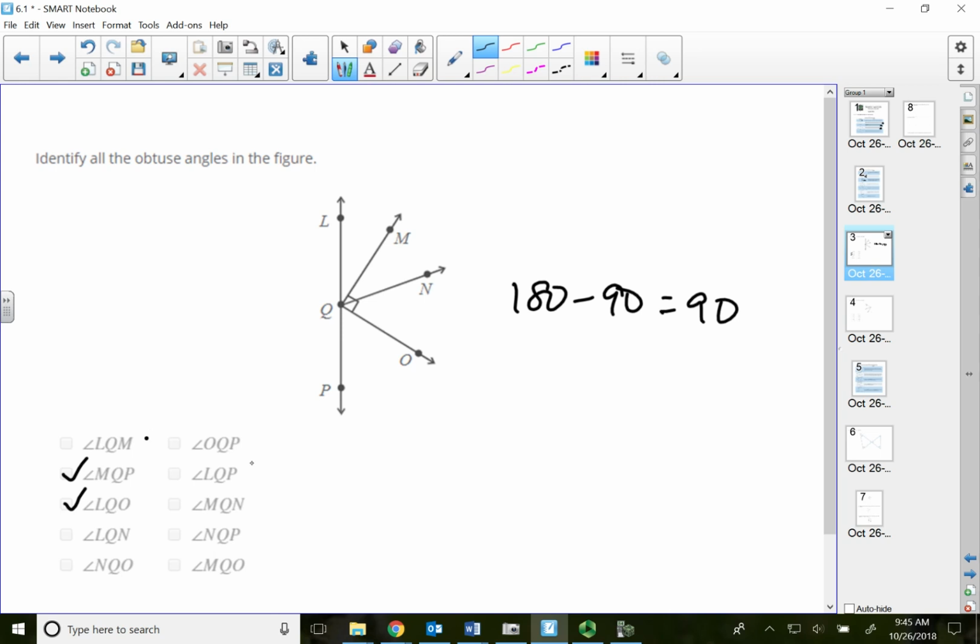Now to confirm it, this might be a little bit more work. All right, LQM, that's an acute angle. LQN, L to Q to N, that's not going to be more than 90 degrees, because it has to be more than 90 but less than 180. N to Q to O, no, that's within 90, because these two together are only 90, so one of them is within it. OQP, O to Q to P, this direction, that angle is less than 90. LQP is exactly 180 degrees. An obtuse angle has to be less than 180.